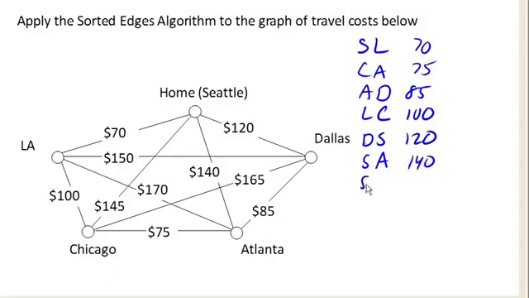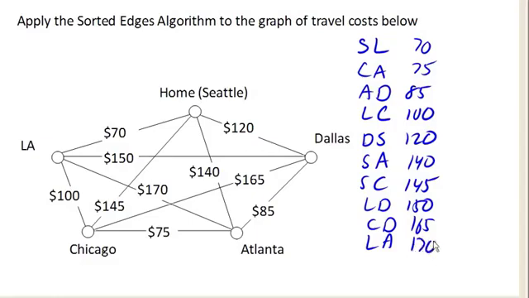Seattle to Chicago with a cost of 145. LA to Dallas with a cost of 150. Chicago to Dallas with a cost of 165. And LA to Atlanta with a cost of 170. Hopefully that's all of them. And really, just so you know, you don't really have to list these all out if you're good at searching, but sometimes it's helpful to list them all out in advance.